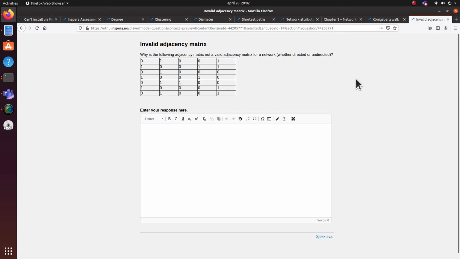And over to the last question that we're going to be doing in this session. Here is a matrix filled with ones and zeros, like adjacency matrices for unweighted networks typically are. And the question is, why is this not a valid adjacency matrix for a network? It's not that it's invalid for directed networks or for undirected networks. For neither directed nor undirected matrices would it be a valid adjacency matrix.